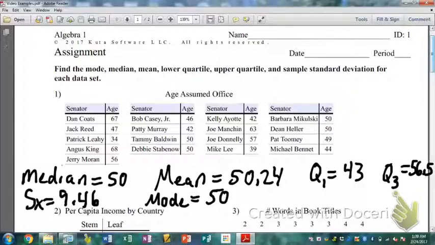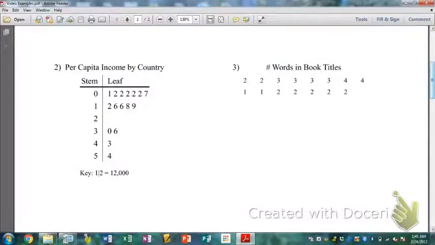Now when you go to write in your answer, you need all of those. You need the median, the mean, Q1, Q3, mode, and SX. There should be a total of 6 numbers for every single problem. Your calculator gives you 5 of them. You've got to do the other one. Okay? So that's if they give you a data table. Let's look at the other things they might give you. The other 2 collections of data they might give you are a stem and leaf plot or just a list of numbers. So this one, they just gave you a list of numbers here.